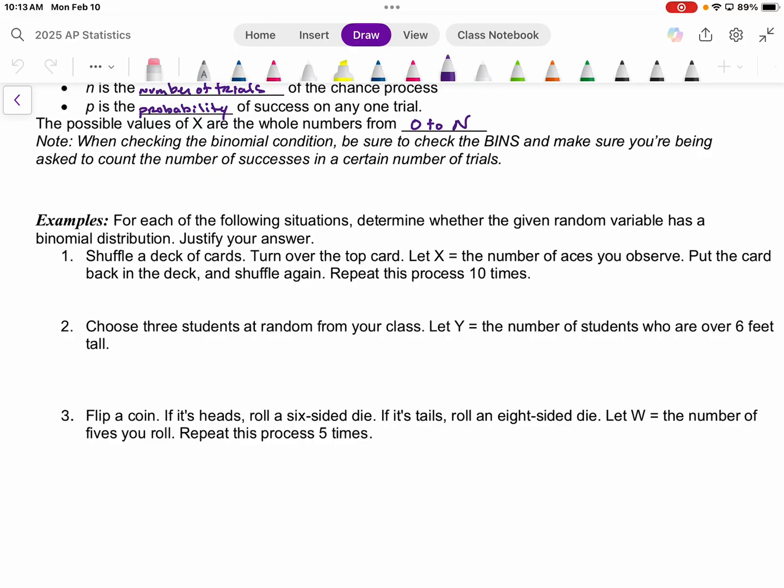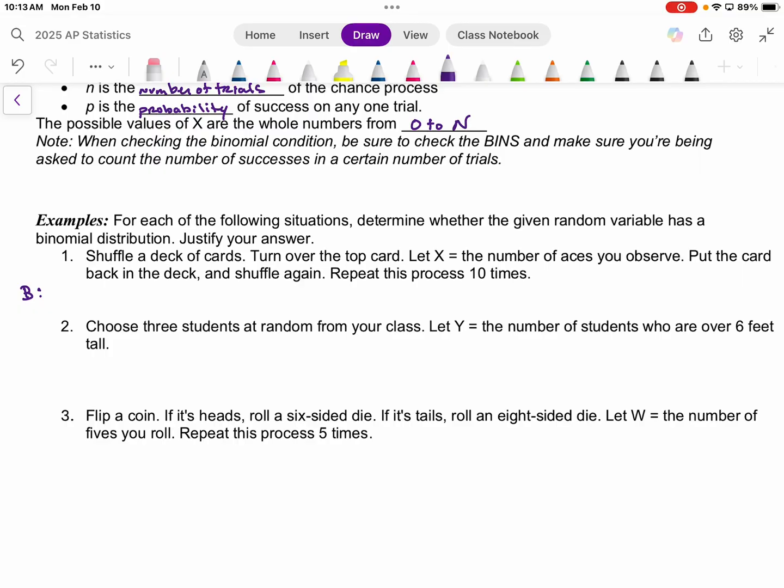And then what we use for our justification is the acronym BINS. The first one we're looking at, for the B, is it binary? So they say shuffle a deck of cards, turn over the top card, let X be the number of aces you observe, put the card back in the deck and shuffle it again. Repeat this process 10 times.